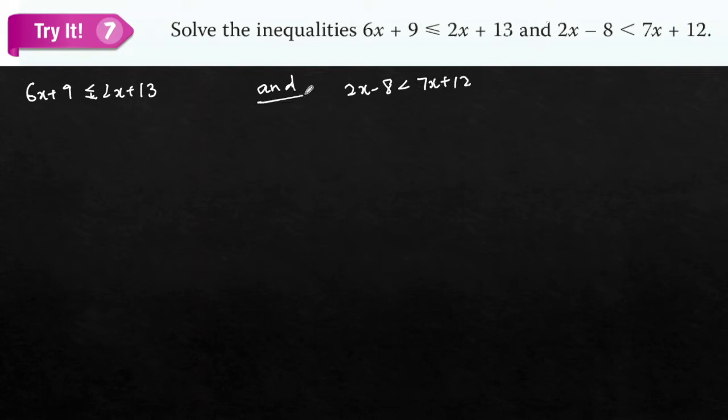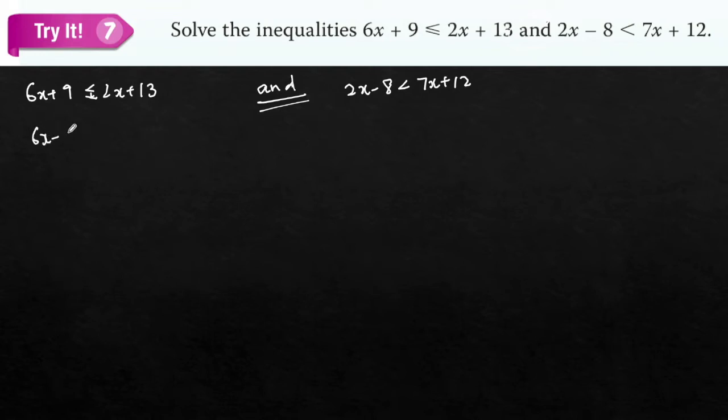So first of all, you will just solve this: 6x plus 9 less than or equals to 2x plus 13. And now, because this is called simultaneous linear inequalities, you have to solve them simultaneously. The keyword here is "and". You must write and. Remember, in equations we write or, but here we must write and because x has to satisfy both of these conditions.